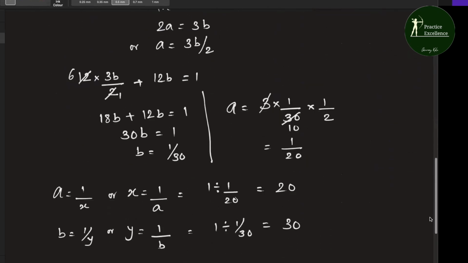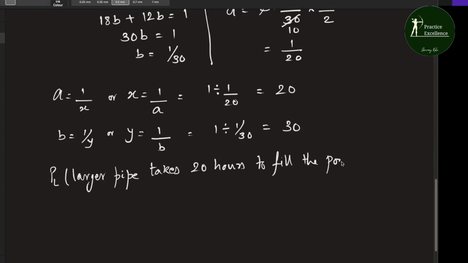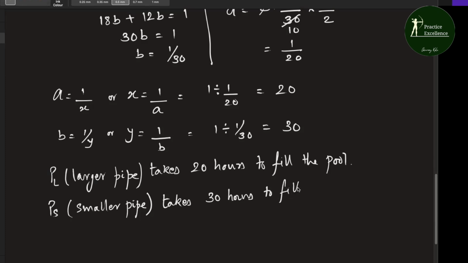So that means that the larger pipe PL takes 20 hours to fill the pool, and PS, which is the smaller pipe, takes 30 hours to fill. And this is our answer.